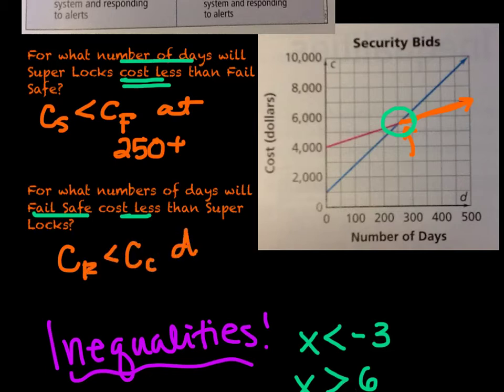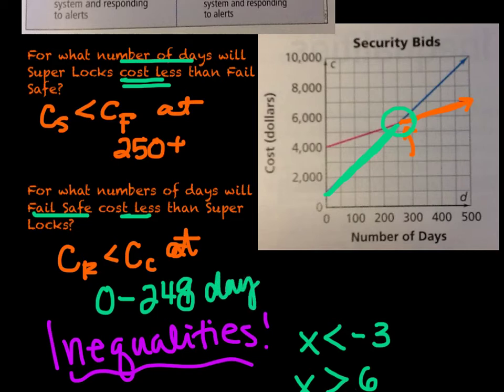And that happens at this point in time, everything less than here, when the blue line is less than. So that's between 0 and 249 days, or 248 days. Between those days, failsafe is cheaper.